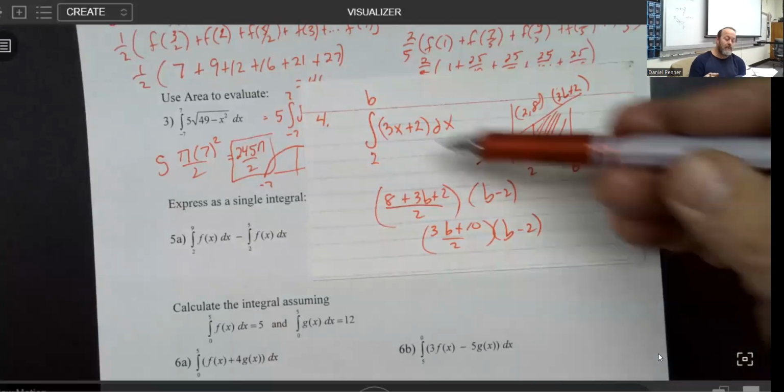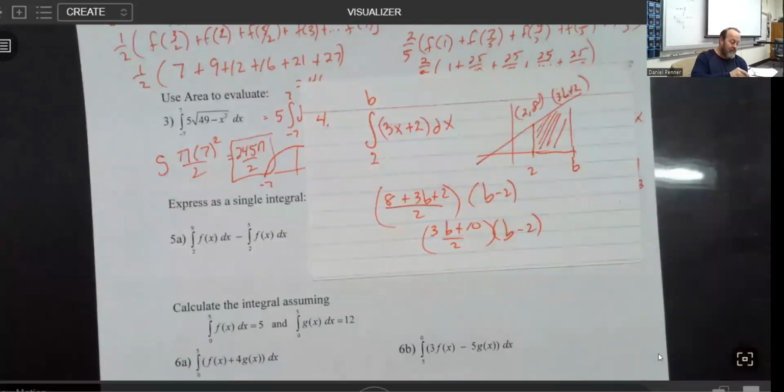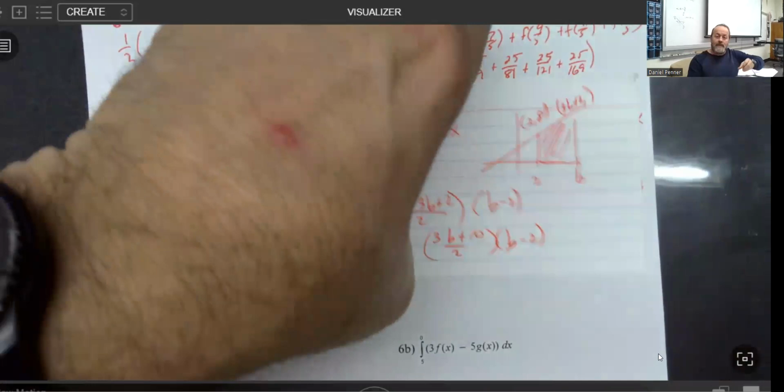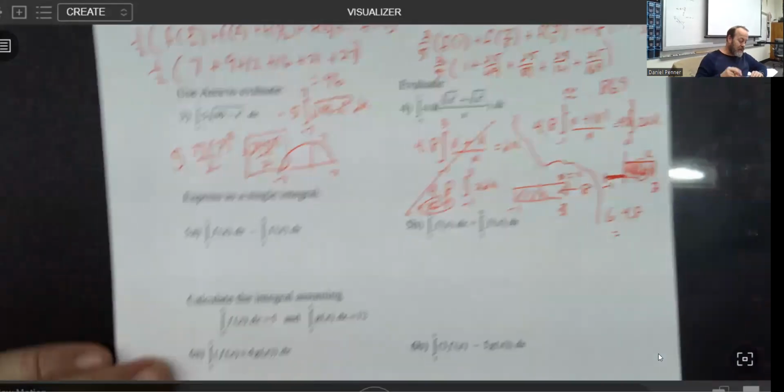So if we plug in that b, we would in fact get that 3b squared over 2. You can kind of see the remnant of it. Okay, trying to finish up the first page, and then I'm going to go home because I'm going to finish this up at another time.